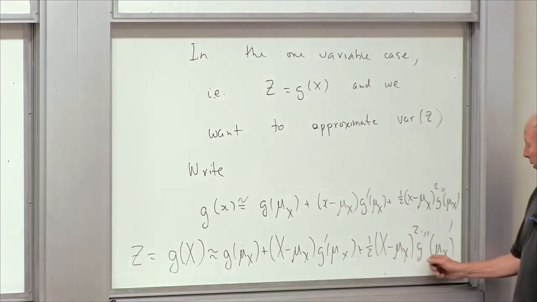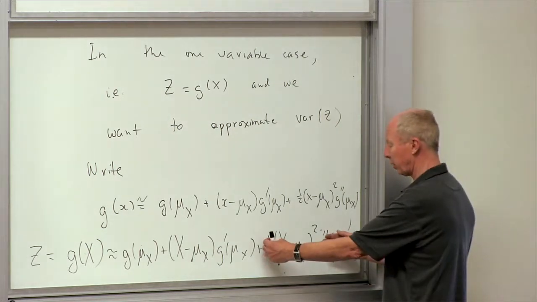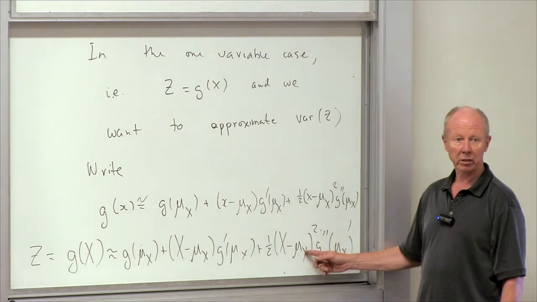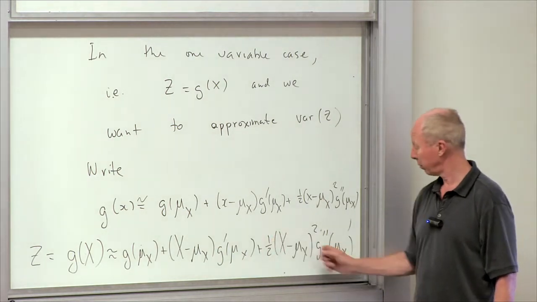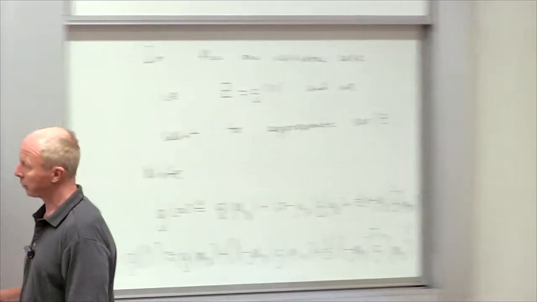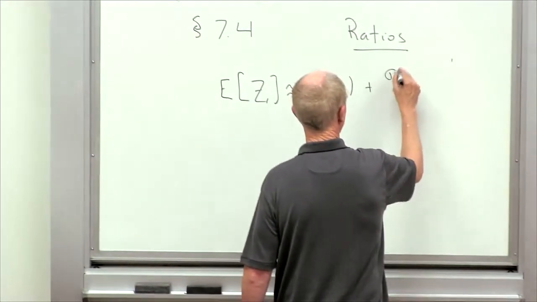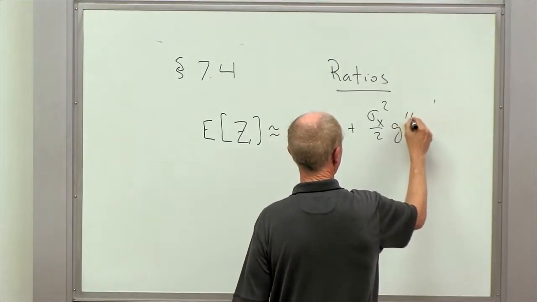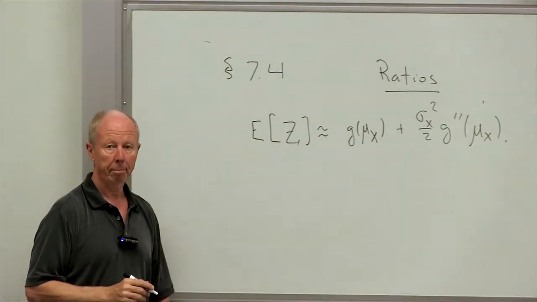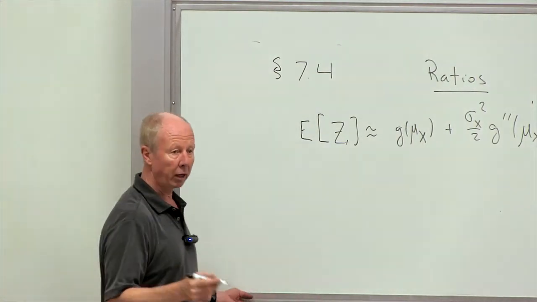And then what's the expected value of this term? Well, the 1/2 and the g double prime are constants, so we pull them out. So we take the expected value of x minus its mean squared. What's that? That's the variance of x. When we take the expected value of this term, we get 1/2 g double prime times sigma x squared. Now let's go to two variables.